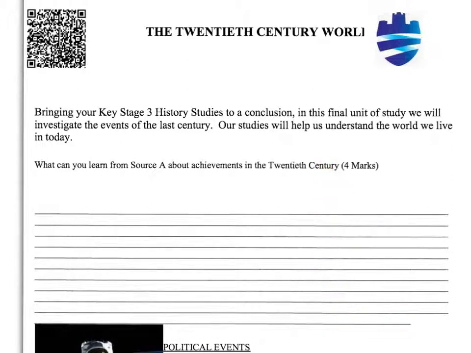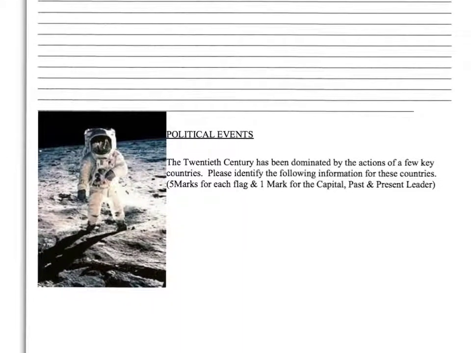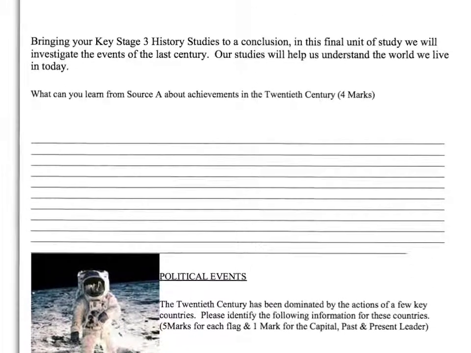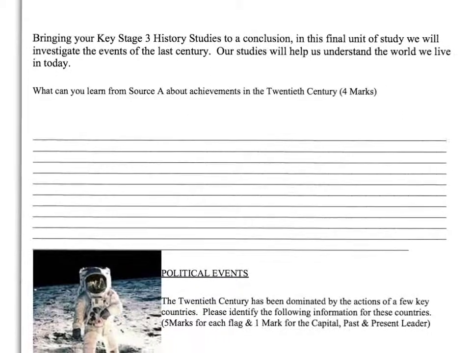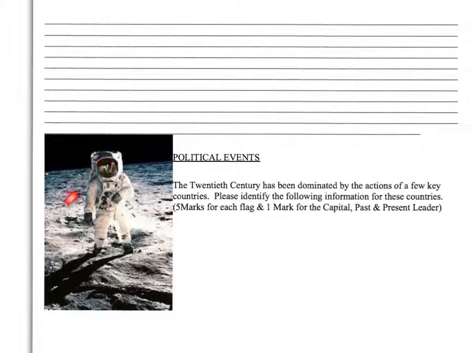Your first question then is the first one we have here. What can you learn about the achievements in the 20th century from source A? Source A is down here, and source A is our picture here of one of the Apollo 11 astronauts on the moon in 1969. From looking at this particular source, what I'd like you to be able to do is tell me something that you can see from the picture about an achievement in the 20th century, a form of comprehension, but additionally think about an inference. Can you assume anything about the 20th century because of what you see or what you can associate with this picture?